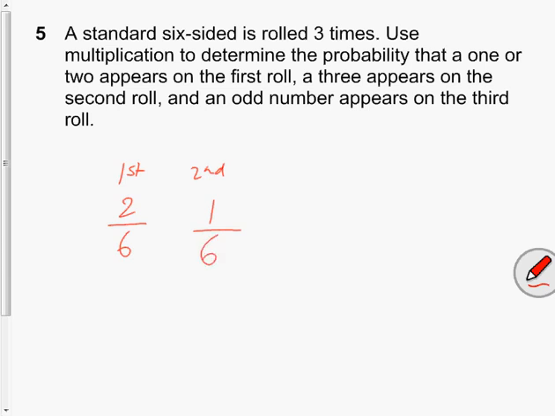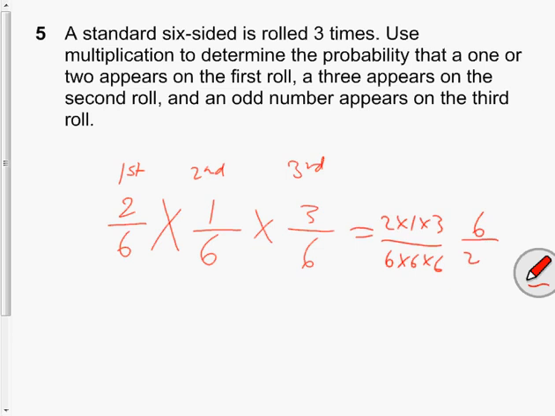a 3 will appear. And for the third roll, or the third die, an odd number, there are 3 odd numbers on the dice of 6. There's a 1, a 3, and a 5. If you multiply those all together, 2 times 1 times 3, and 6 times 6 times 6, you get 6 up top, and you get 216 on the bottom. In lowest terms, because both are divisible by 6, you get 1 chance out of 36, or approximately 2.4%, or something like that.